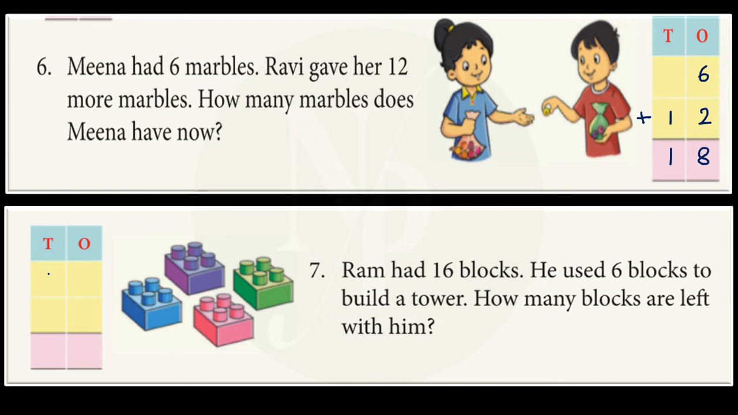So we write 16 in the first row, 1 in tens column, 6 in ones column, and he used 6 blocks. So let us write 6 here in ones column of the second row, and we subtract to find the number of blocks remaining with him now. So on subtracting 6 from 6 you get 0. Any number subtracted from itself is 0, and here we subtract 0 from 1, or 1 minus 0 is 1. Therefore 10 blocks are left with him after he built the tower using 6 blocks. So 10 is the answer for this question.